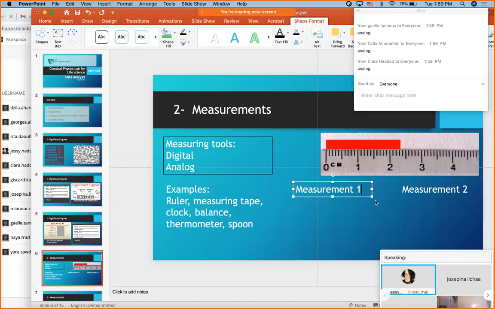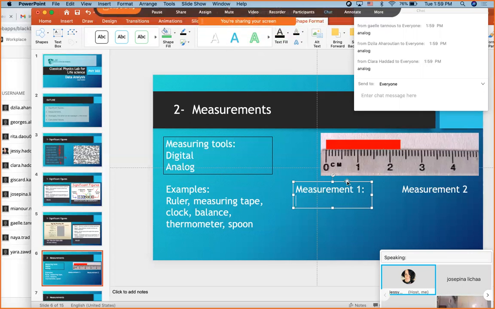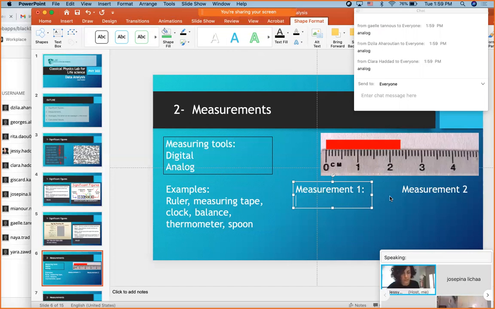Now I'm gonna ask Clara to help me with the measurement above. I mean by the measurement above, the measurement like the red line. I need to measure the length of the red line. Can you guess what the length is? So Clara. Yes, it's 2.3. Okay, unit? Centimeters. Okay, now we're gonna find the error on it.